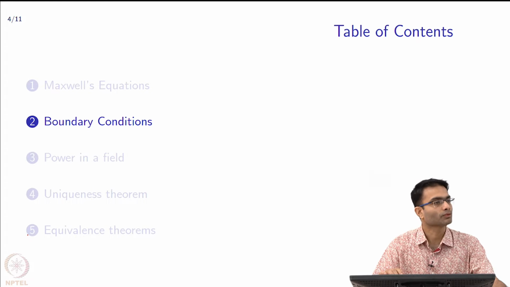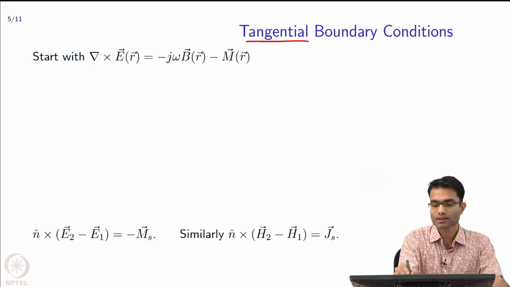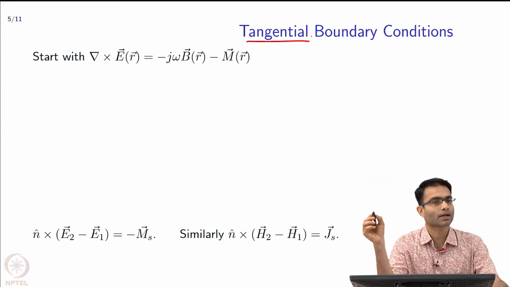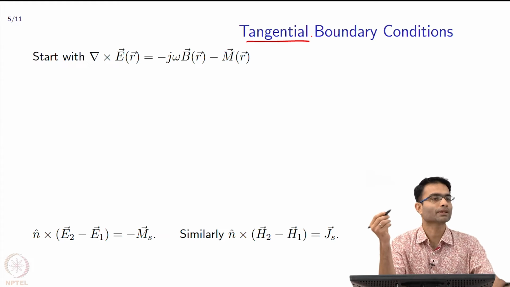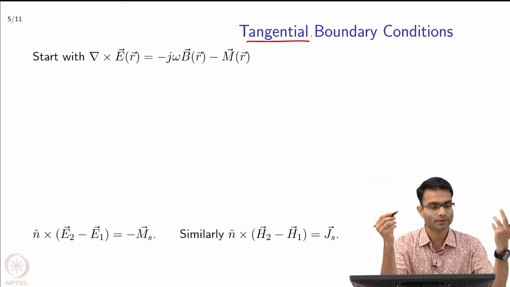So now let's move on to boundary conditions. Again, this should be a refresher for most of you. So we'll start with what are called tangential boundary conditions. In tangential boundary conditions, I want to get a relation between the tangential electric fields or tangential magnetic fields, as the case may be.